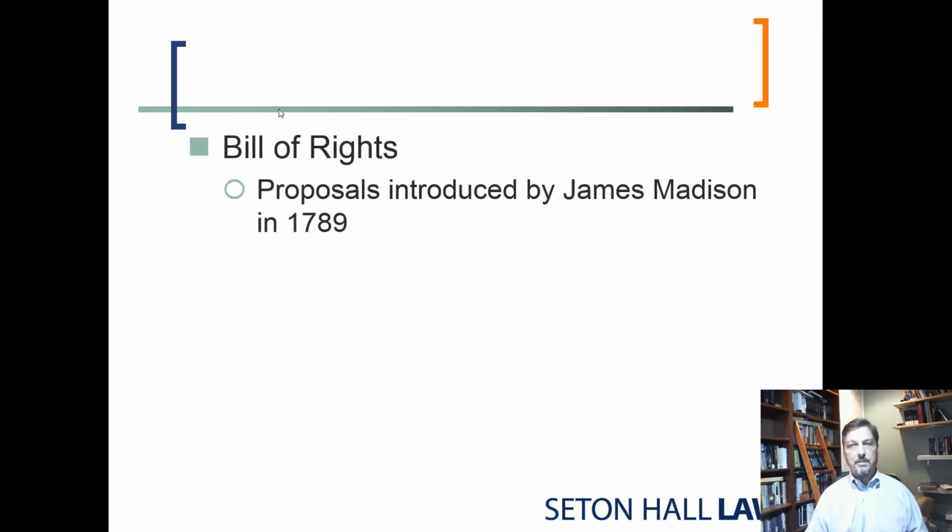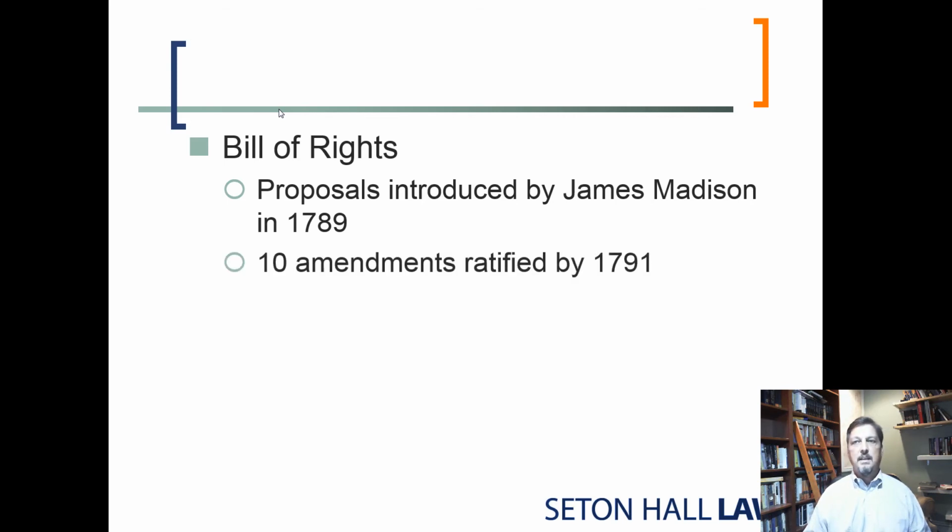The primary drafter of the Bill of Rights is James Madison. James Madison introduces a series of proposals in 1789 as the Bill of Rights. Out of those series of proposals, the first 10 amendments to the Constitution are one group of those proposals that we call the Bill of Rights. And as we go through this class, we'll be looking in detail at some of those amendments within the Bill of Rights.